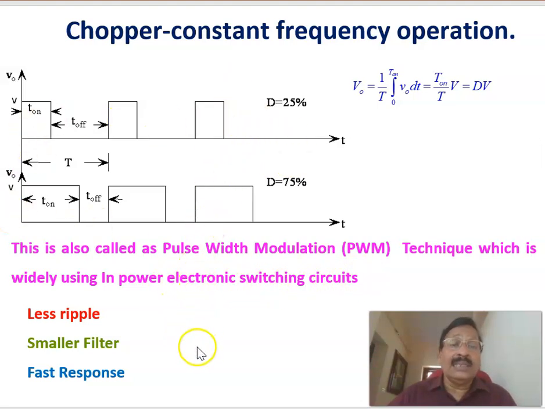Another advantage is that the ripple will be less, the filter size is small, and the response is fast. These are the advantages of this time ratio control technique compared to variable frequency control methods. Therefore, this is the method by which you can vary the average output voltage by changing the duty ratio, or by changing the T on, keeping the T constant.